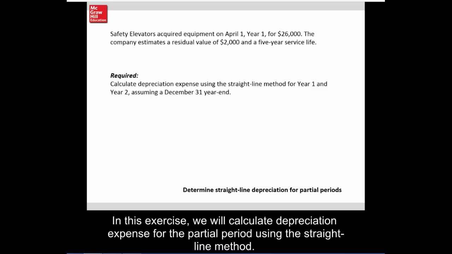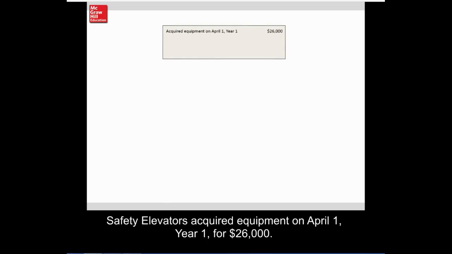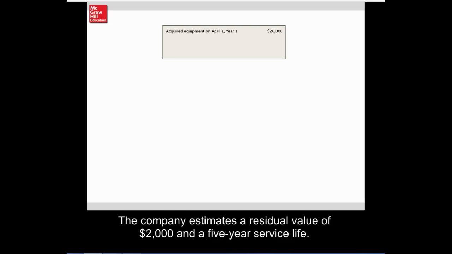In this exercise, we will calculate depreciation expense for the partial period using the straight line method. Safety Elevators acquired equipment on April 1, year 1, for $26,000. The company estimates a residual value of $2,000 and a 5-year service life.